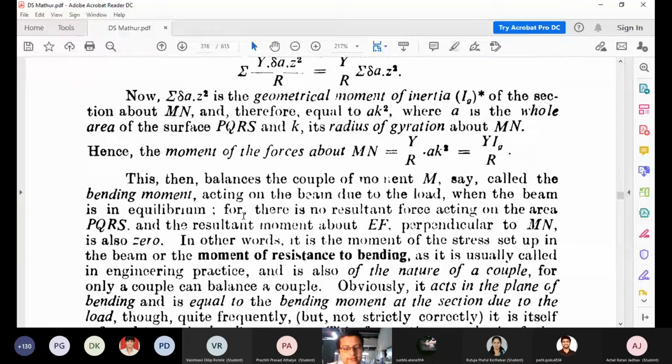Look at this. The balancing couple of the moment M is called the bending moment. This is what we call the bending moment, and this bending moment is acting on the beam due to the load when the beam is in equilibrium.